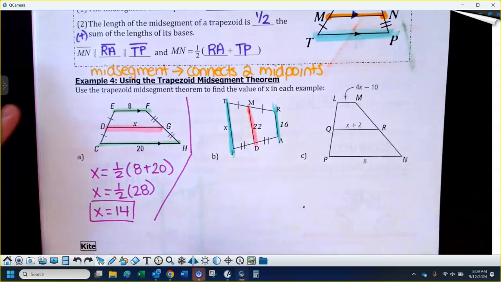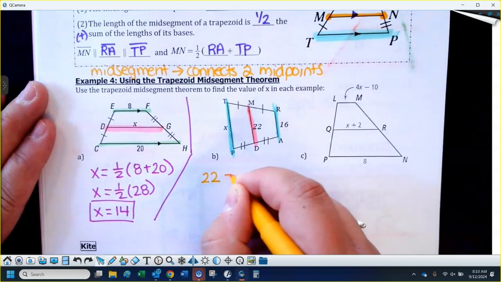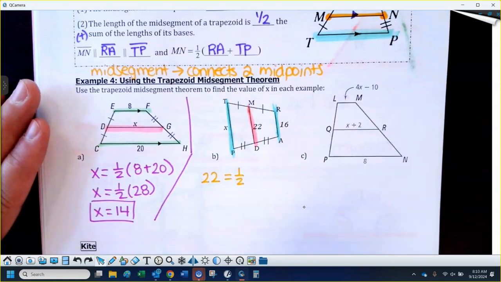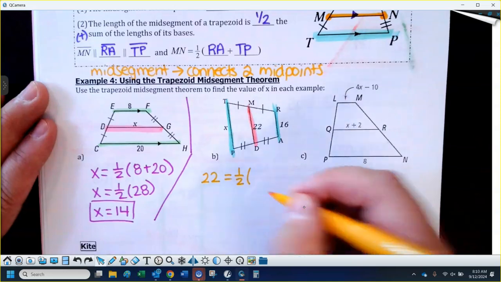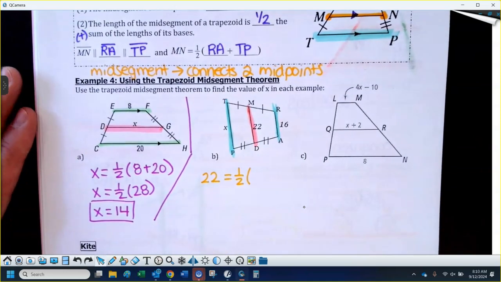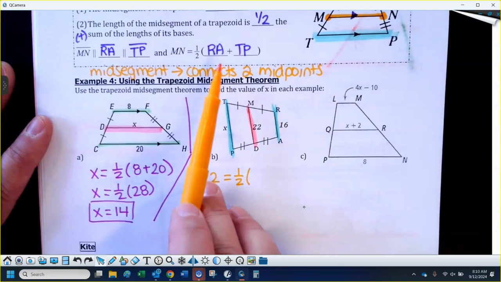16x equals 22. Close. Okay, I'm going to put the 22 here, right? That's the mid-segment. I'm going to put the 1/2, and then we're going to put the 16 and the x together. Would you multiply them, or would you add them? Multiply them. Is that what we're doing with there?